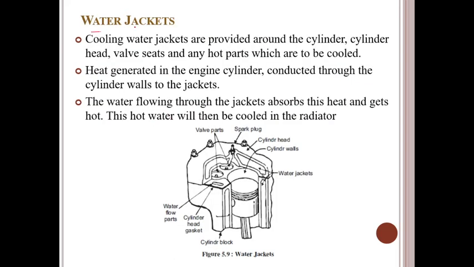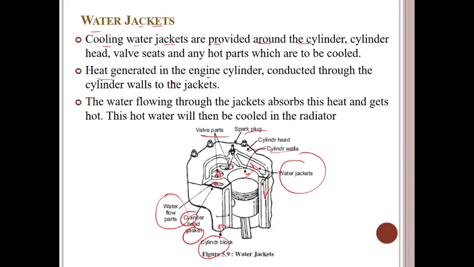Then another component is the water jackets. Cooling water jackets are provided around the cylinders. If you observe, these are the water flow paths, the cylinder head and gasket, and the cylinder block. These are the water jackets. This is the cylinder wall, the cylinder, the spark plug, and these are the valve parts.